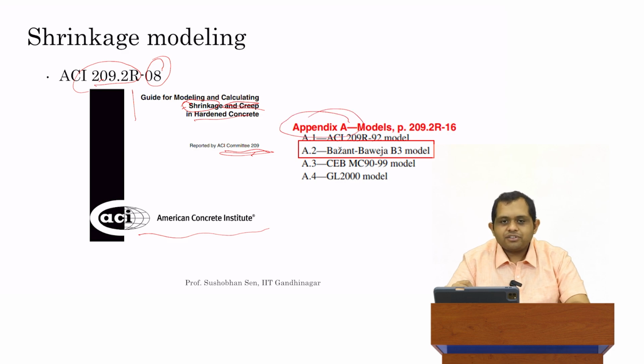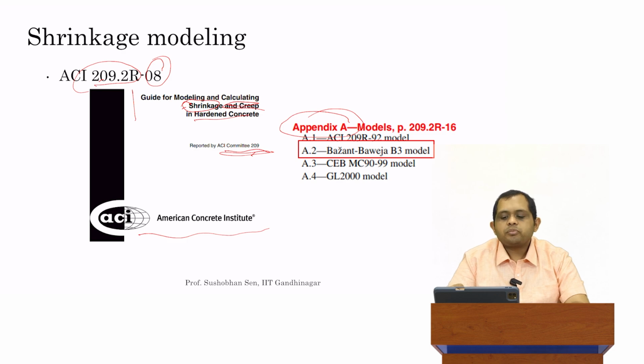Appendix A, interestingly, so not the main document, but actually the appendix of the document, in particular Appendix A, actually gives a very nice summary, and I would argue probably the most comprehensive summary of all these models that you can find in literature. So you actually get a very nice summary of these models.